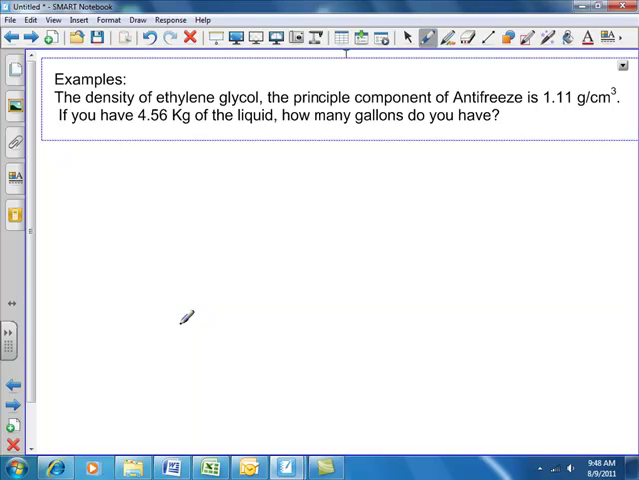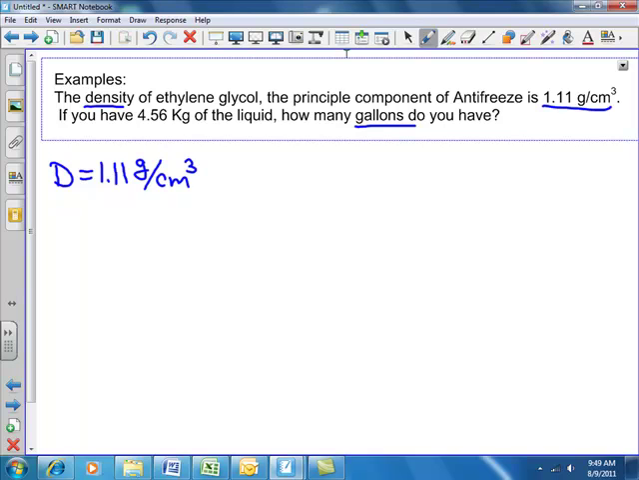The density of ethylene glycol, the principal component of antifreeze, is 1.11 grams per cubic centimeter. If you have 4.56 kilograms of a liquid, how many gallons do you have? And there is where this becomes amplified. I'm looking for volume. In my givens, and it's very important that you write out what you know, I have 1.11 grams per centimeter cubed.